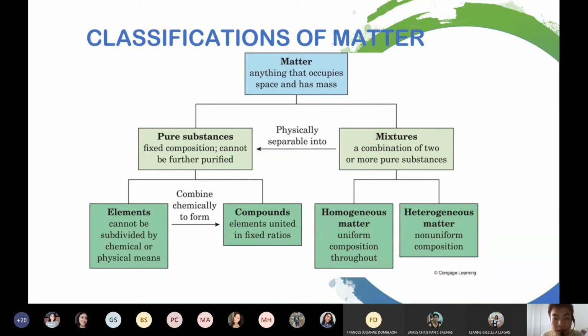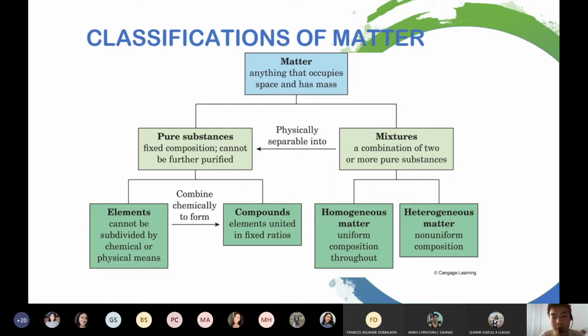But in chemistry, we can classify matter depending on its composition or properties. For example, we can classify matter based on the substance that it contains. So we can classify matter into two categories. We will have pure substances and mixtures. When we say pure substances, your matter or your substance is just composed of the same atoms or the same molecules. They have the same atoms and the same molecules.